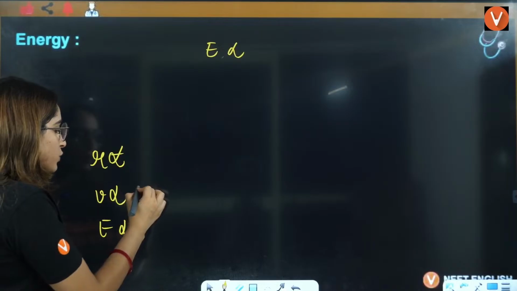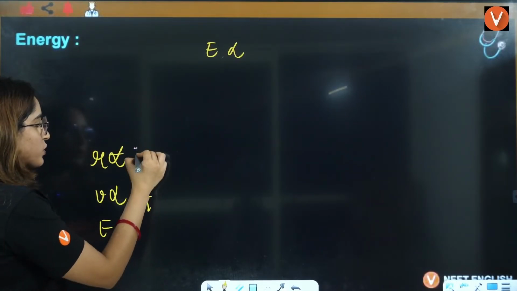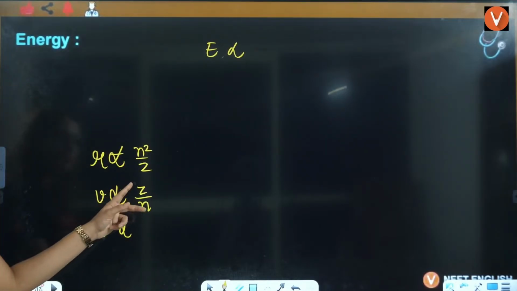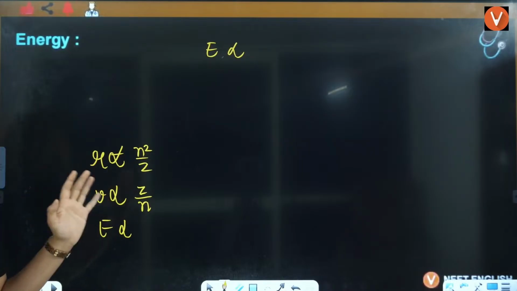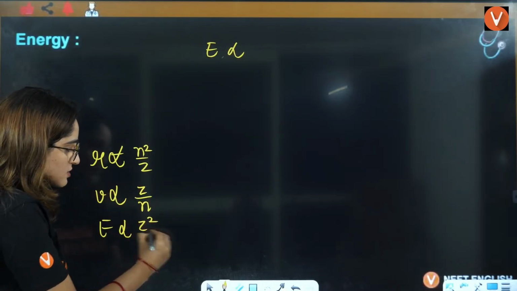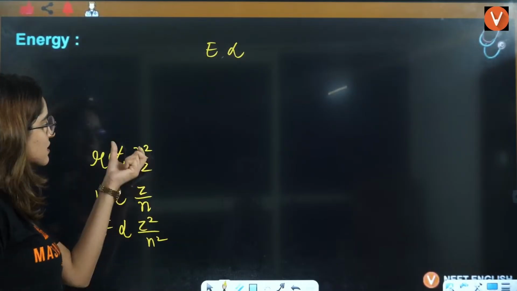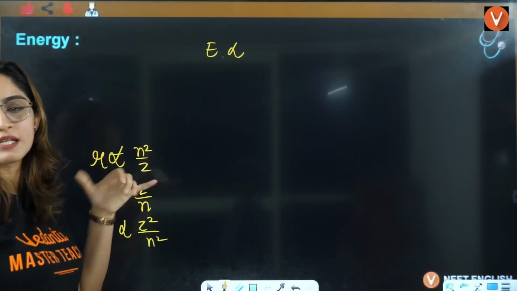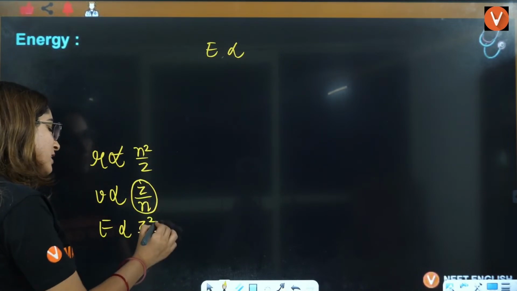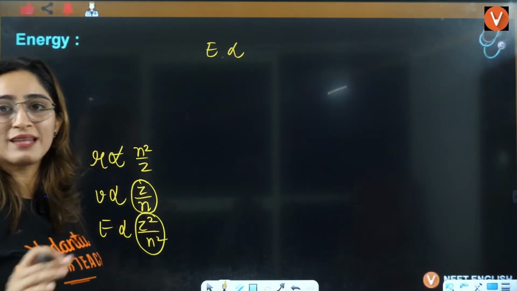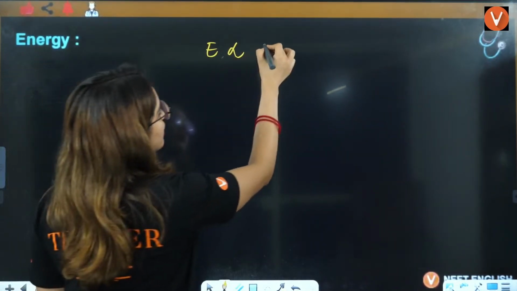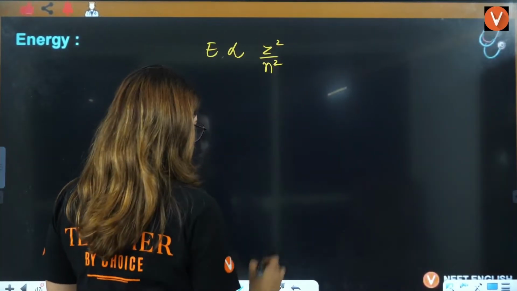See, in velocity it was coming out to be z by n, and for radius it was n square by z, right? Now we have velocity, you just need to square this. This is velocity, you just need to square it here. This is n by z. Velocity and energy are opposite, that is z by n. Velocity is simple z by n and energy is z square by n square. That is the difference here. So that means energy is directly proportional to z square by n square. Firstly, this thing you should know.